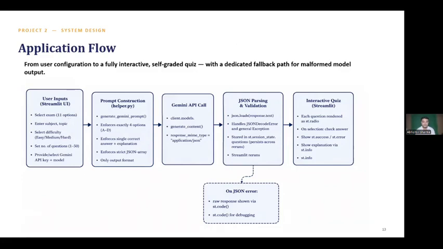So this is the application workflow: user input, prompt construction, Gemini API call, JSON parsing and validation, interactive quiz responses. And at the end, if an error occurs, it will show the raw response.